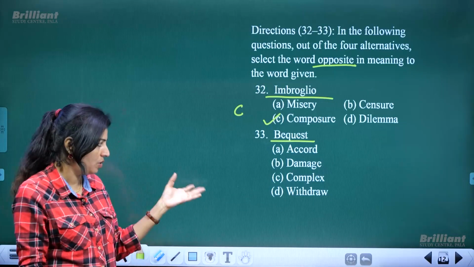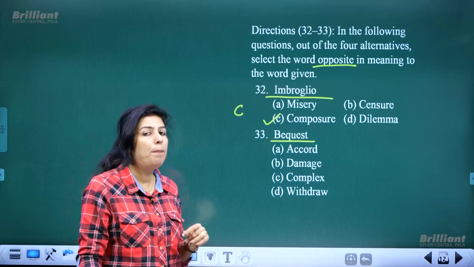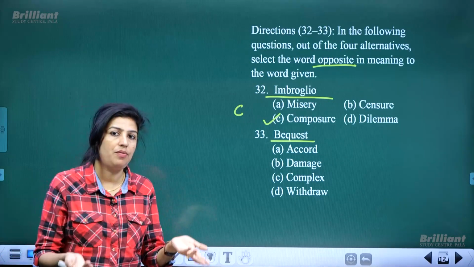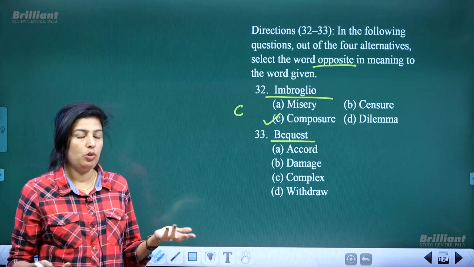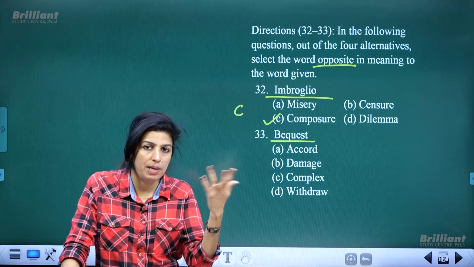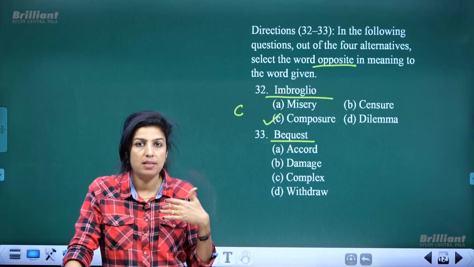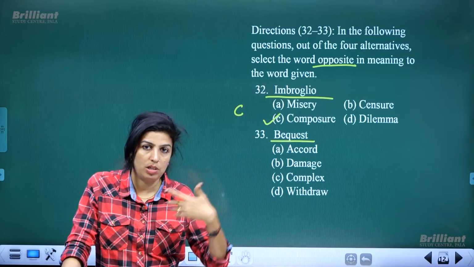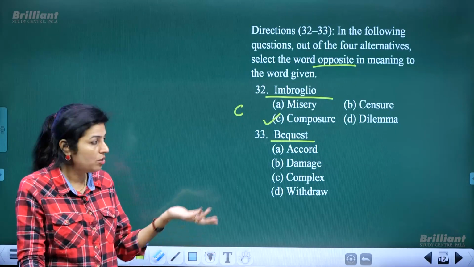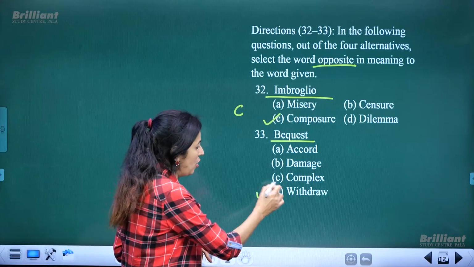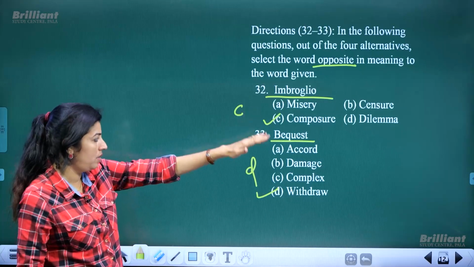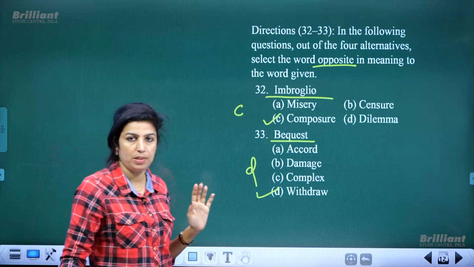Likewise, bequest, and then you have been given accord, damage, complex, withdraw as the options, the opposite word to bequest. Bequest means you give something. If somebody has bequeathed me his wealth, that means somebody has given me or has left me as the heir to his or her property. So bequest actually is to give. So the opposite will be to withdraw. To give and to withdraw. Bequest is giving, withdrawing is the opposite. Okay.